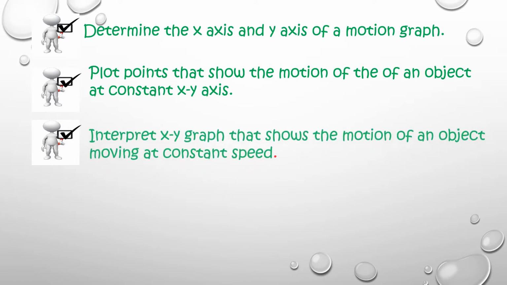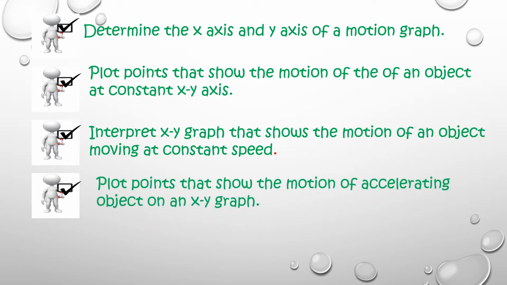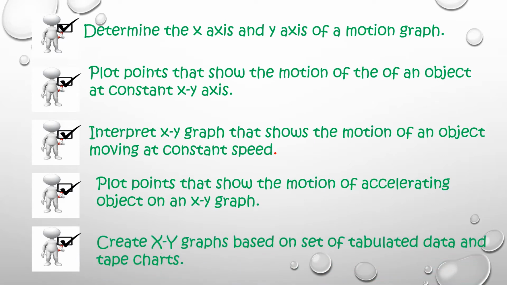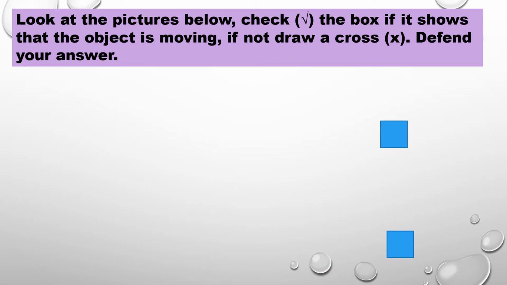Okay? Third, we're going to interpret. What does our graph say? That shows motion of an object moving at a constant speed. And then we have to plot the points that show the motion of an accelerating object on an x and y graph. And lastly, we have to create the x and y graph based on the set of tabulated data and the data charts.